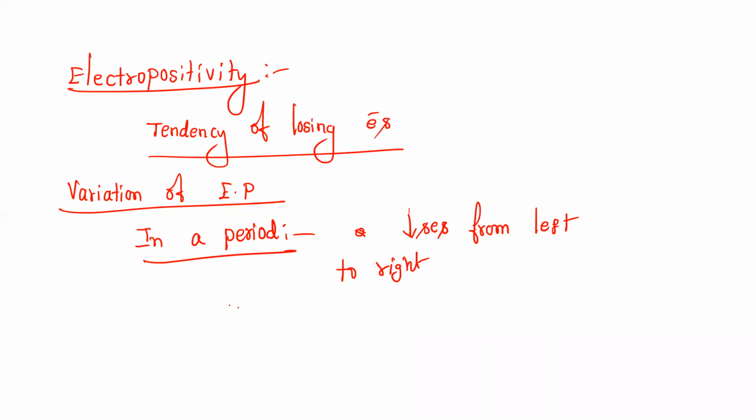Electropositivity is also metallic property. So from left to right, metallic nature decreases and non-metallic nature increases. From left to right, metallic property decreases, non-metallic property increases in a period. Next, in a group.